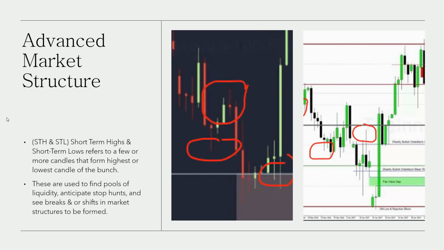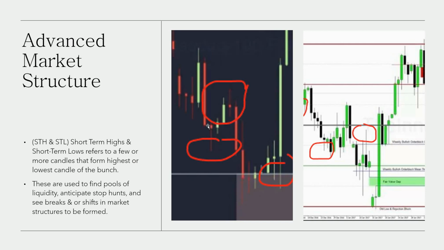So, short-term highs and short-term lows. This refers to a few or more candles that form the highest or lowest candle of the bunch. These are used to find pools of liquidity, anticipate stop hunts, and see breaks and or shifts in market structure to be formed. Okay? So when you look at short-term highs and short-term lows, this means you have a few. Now what I mean by a few is at least 3 or more.